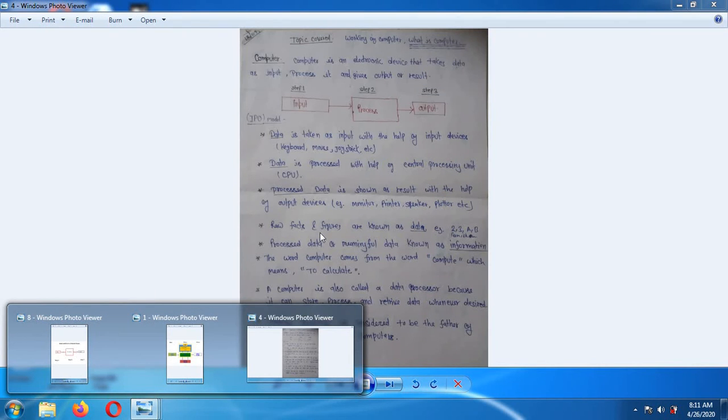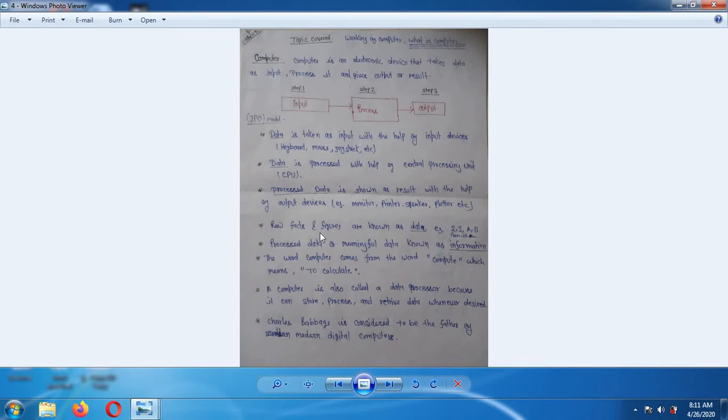So hope you are clear about what a computer is. Now come to the next point. What is data? Basically, data is raw facts and figures. Raw facts and figures are known as data, like your name, letters, numbers. These are all data.